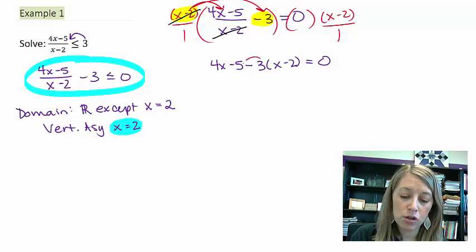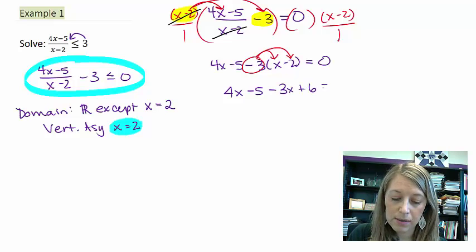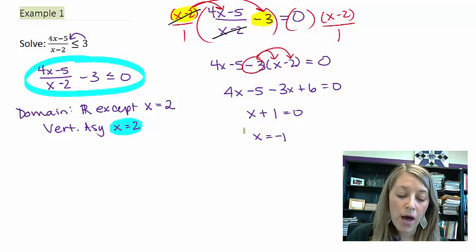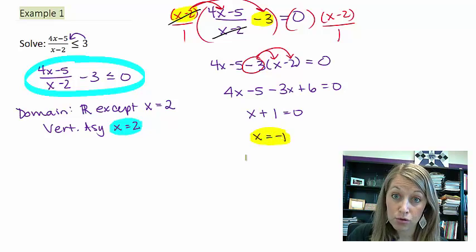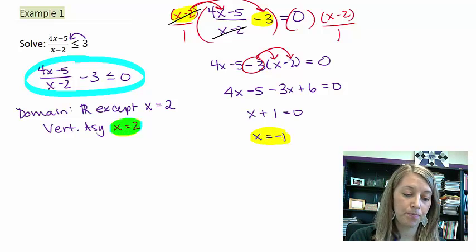Let me go ahead and distribute the negative 3. Don't forget to distribute the negative as well. So that gives me 4x minus 5 minus 3x plus 6. Or that gives me x plus 1 is equal to 0, or x is equal to negative 1. So this is my intercept or my boundary. So I need to put my boundaries and my asymptotes on my number line.